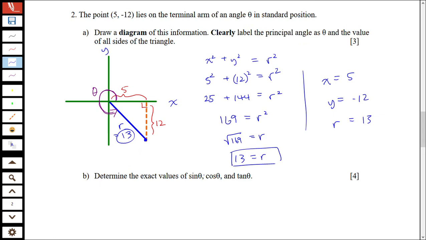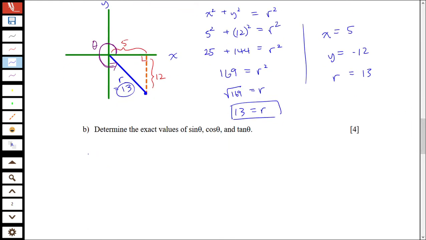Okay, now B, it says determine the exact values of sine theta, cosine theta, and tan theta. So when you come up with this, you can think of it as opposite over hypotenuse, or you can think of SOHCAHTOA. That's usually what I do. Some people are comfortable with knowing that sine theta is going to be y over r, cosine is x over r, tan is y over x. But I normally don't memorize this. If that works for you, then that's great. But I usually just stick to the regular SOHCAHTOA.